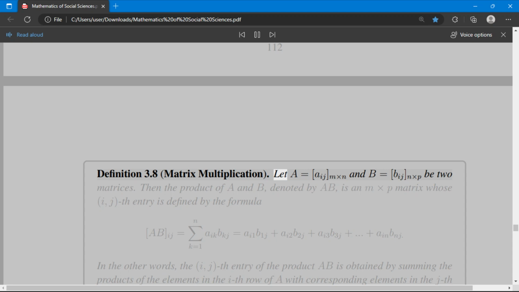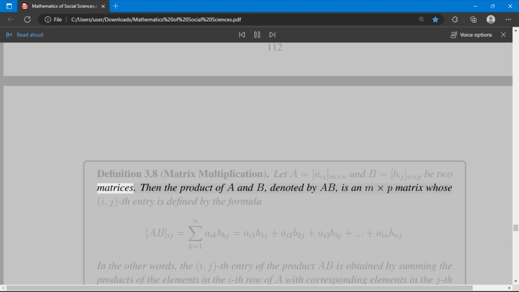Definition 3.8, Matrix multiplication. Let A equals [a_ij], m times n, and B equals [b_ij], n times p.